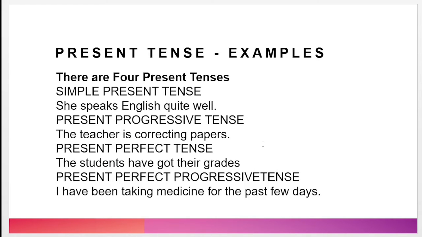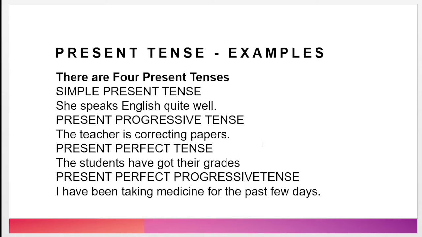Now let us look at some examples of the present tense. The four present tenses. The simple present tense: She speaks English quite well, which means that is a skill that she has, and she presently possesses that skill. Present progressive tense: The teacher is correcting papers, which means right now the teacher is correcting papers.